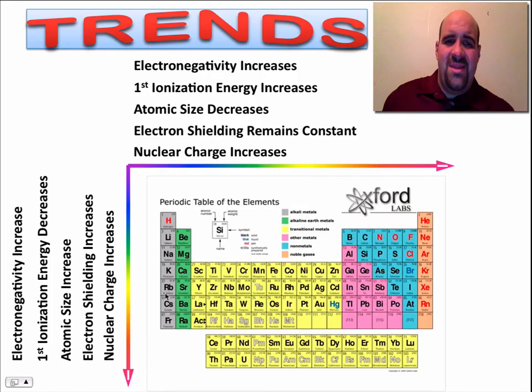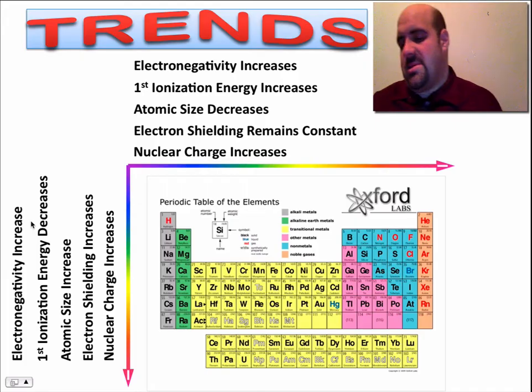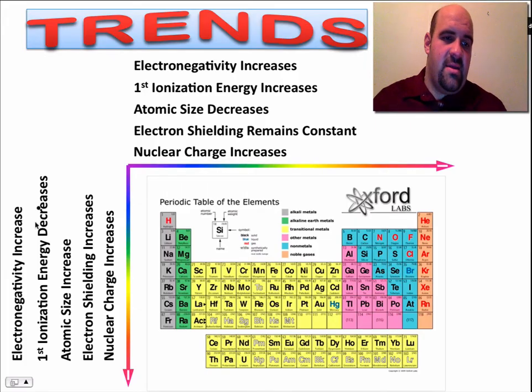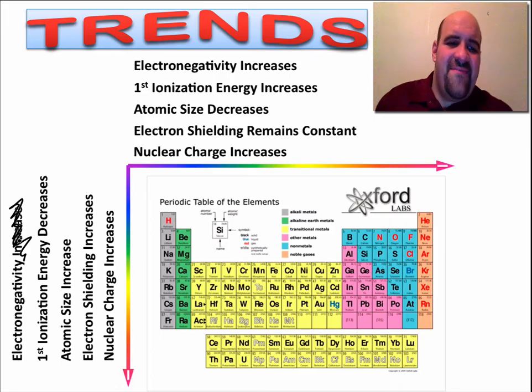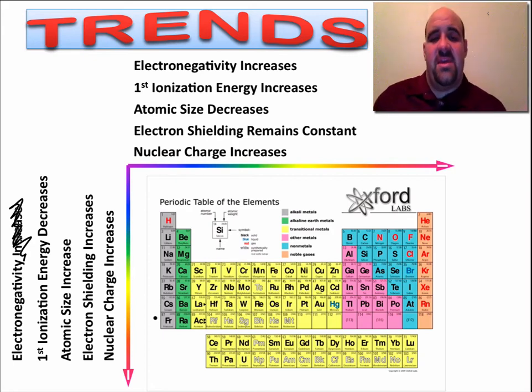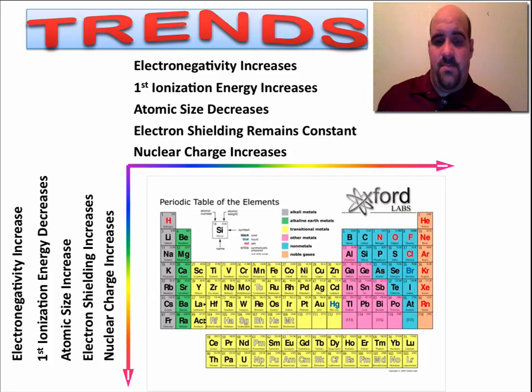As you go down, electronegativity is going to decrease. It's going to be harder to take an electron. And I think I have a boo-boo over here. This should say decreases. And I think I'm going to have to fix that in every slide. Electronegativity decreases as we go down because there is increased shielding. Increased shielding means electronegativity is going to decrease.